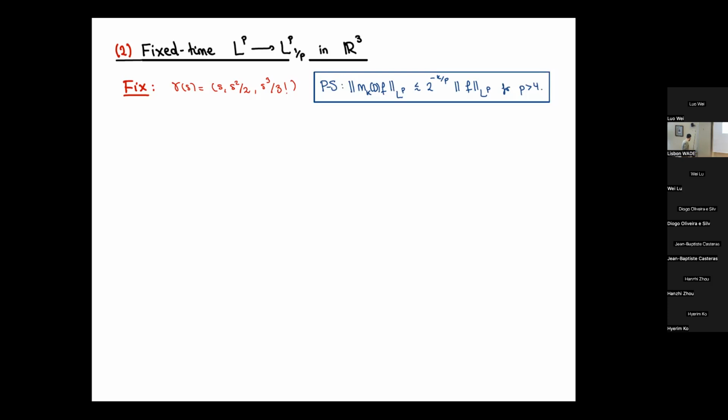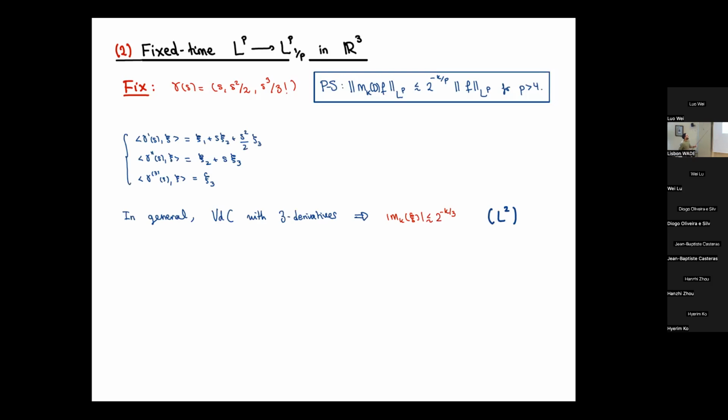However, here I have three dimensions. What I know is that these 3 derivatives of this span. So I could try to do the same. I can say, okay, in general for an arbitrary point, I apply van der Corput now with 3 derivatives. Okay, and then I get a decay of 1/3. Those are the L2 estimates, and there are infinity estimates I could interpolate, and that's it.